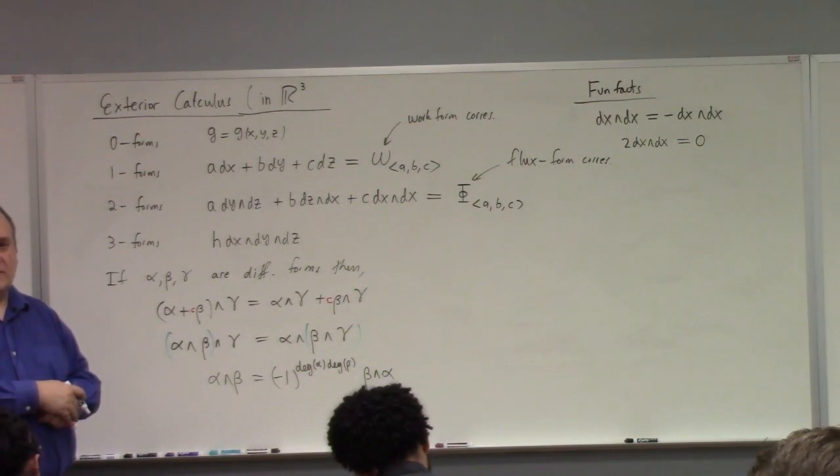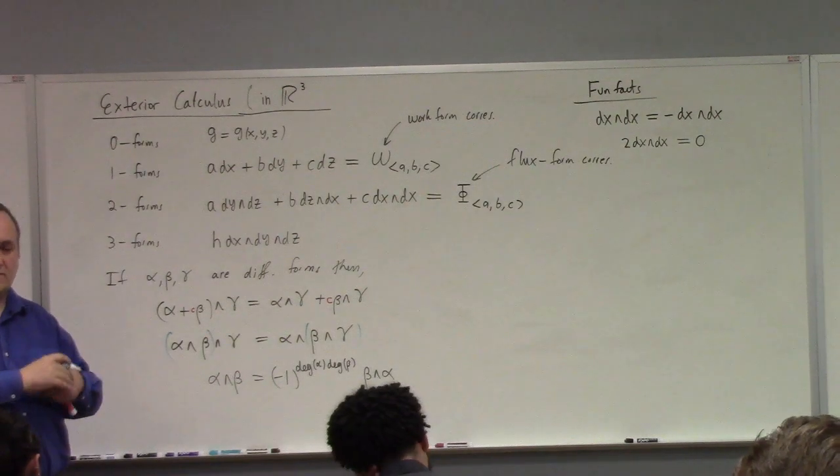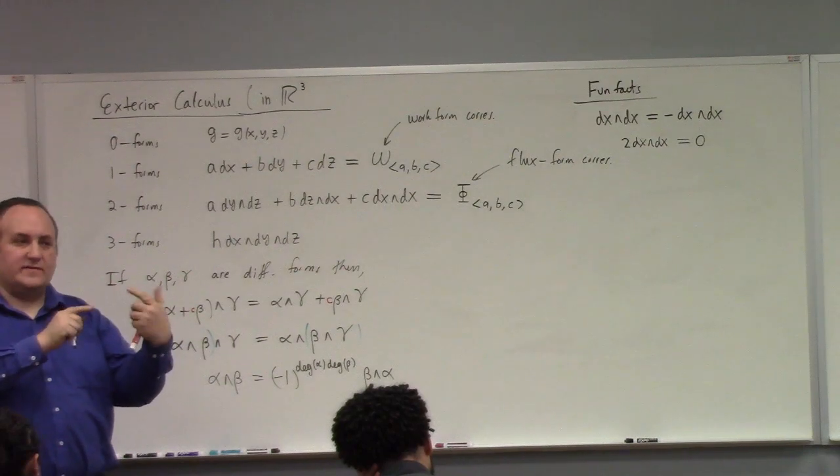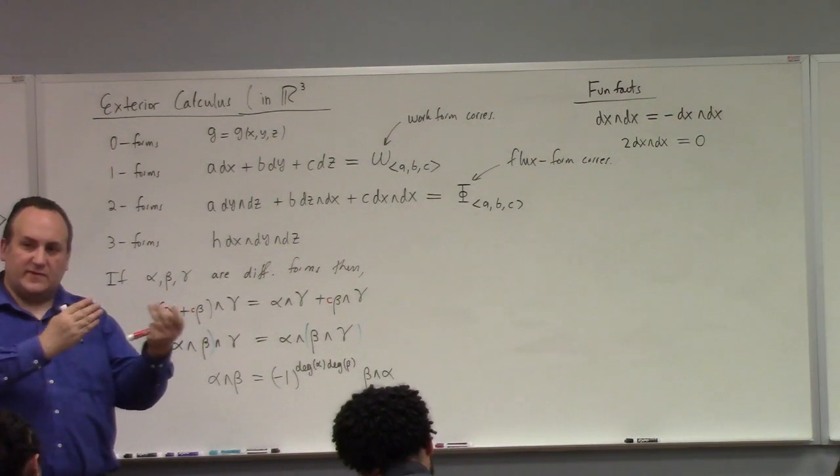And so this is one of the fundamental things about the wedge product: if you have any differential that's repeated, it wedges to 0. It's like the cross product, right? The cross product of any vector with itself is 0.